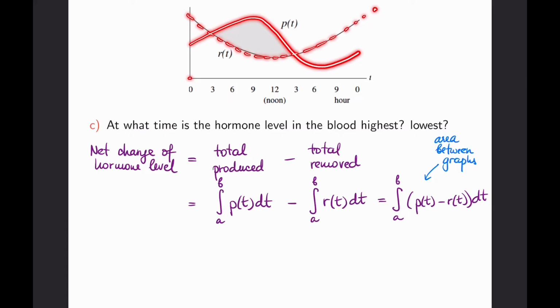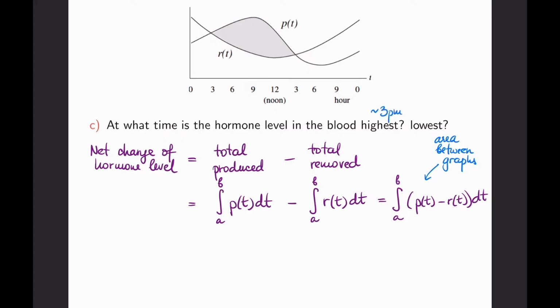Well, I can see that if I move along the time axis, let's say if I stop somewhere here, the area between the two graphs will be something like this. It continues to increase up until this point, and then it becomes negative because now the removal rate actually surpasses the production rate. So the area bounded by the two graphs is the highest around 3 p.m.